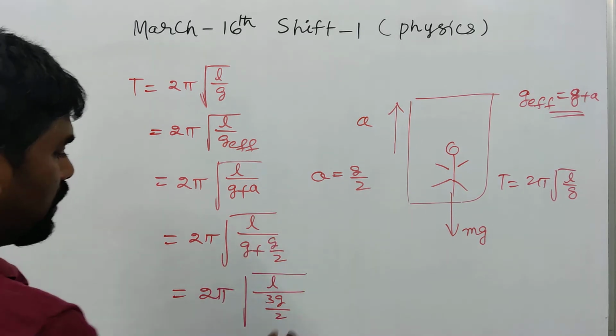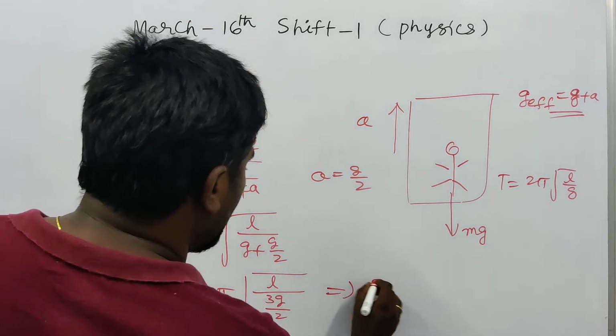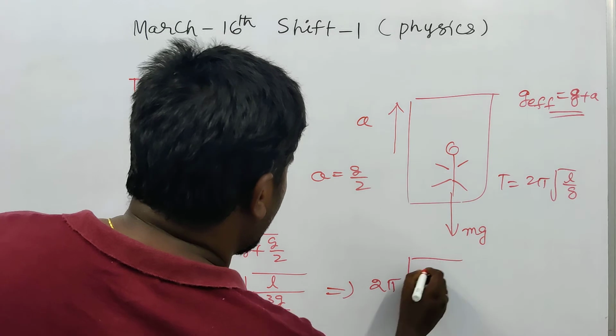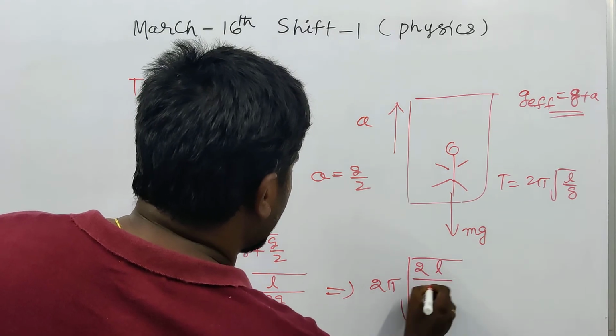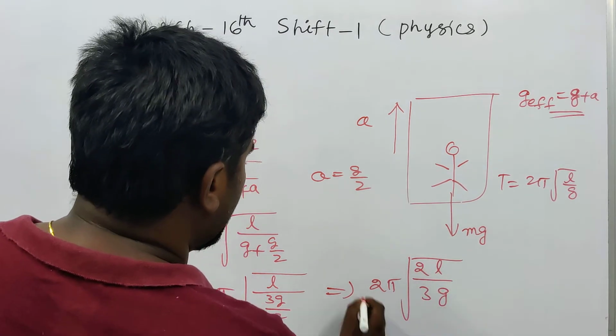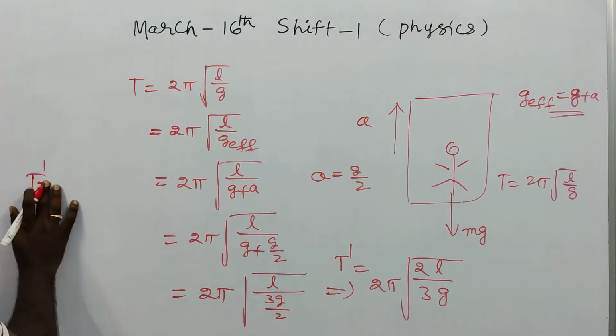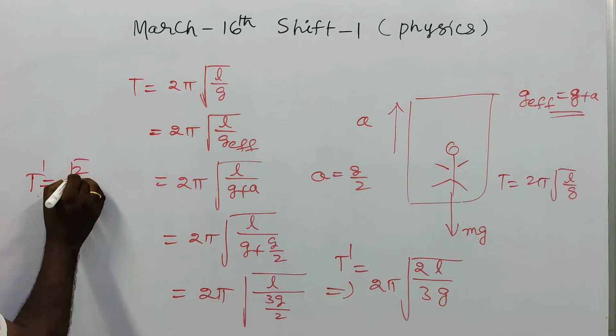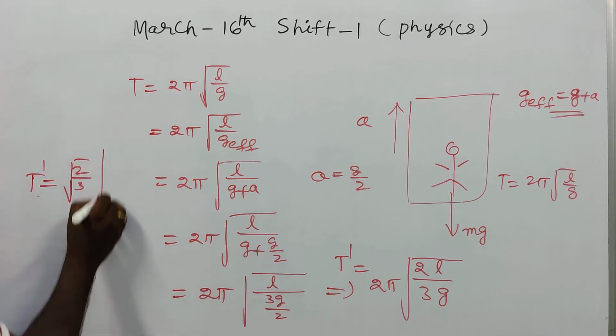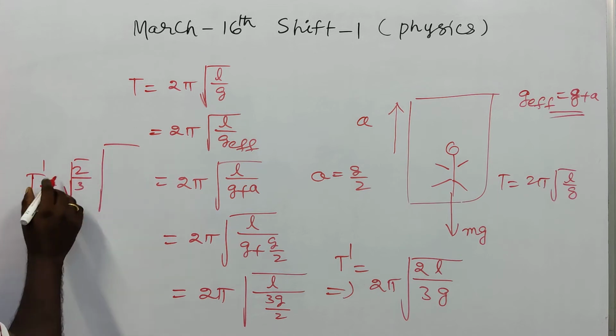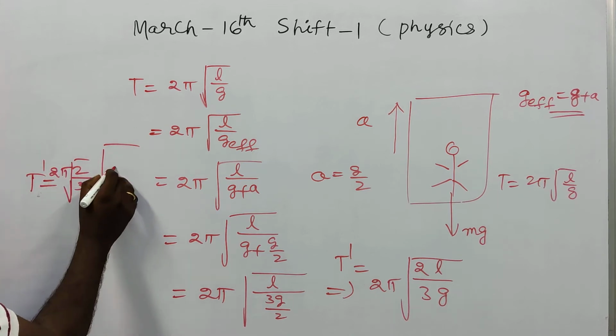This can be written as 2 pi root of 2L by 3g. So this is T dash, where T dash is equal to root 2 by 3 taken outside, times 2 pi root of L by g.